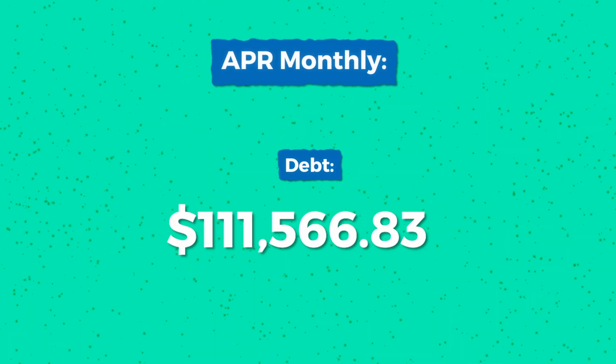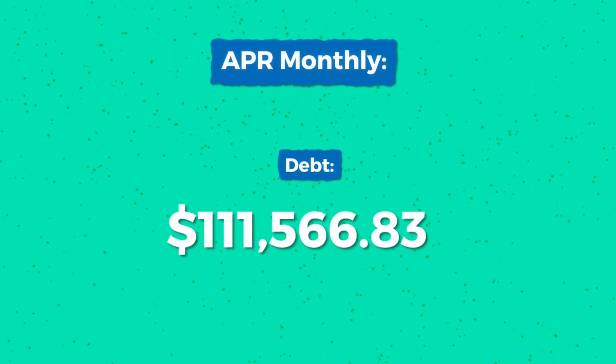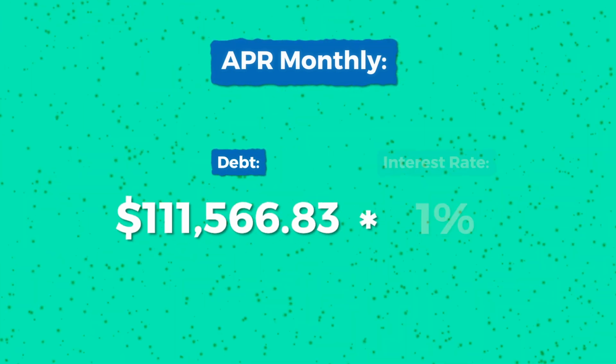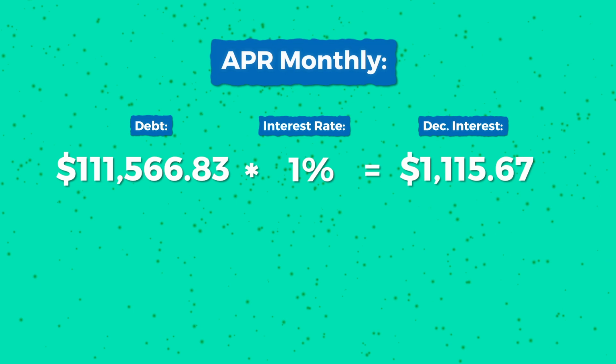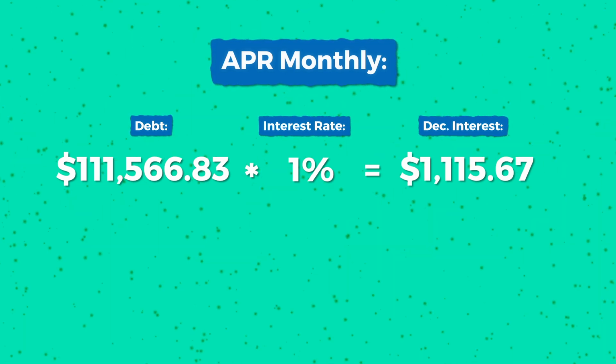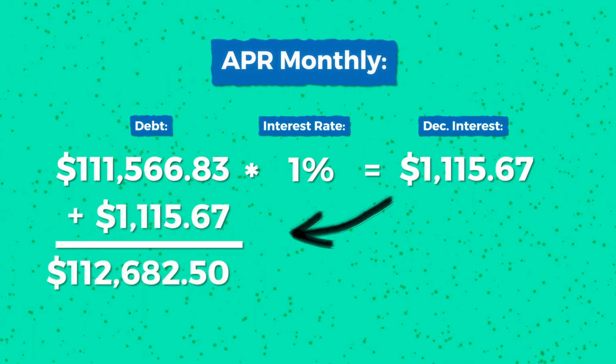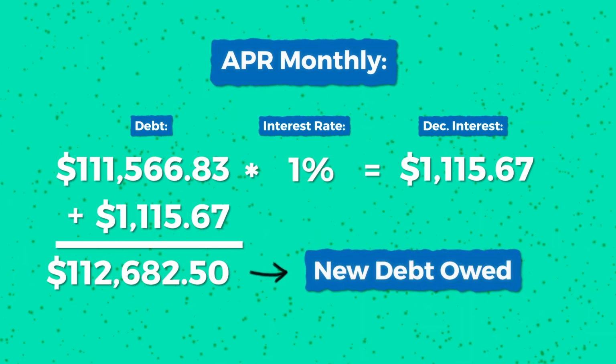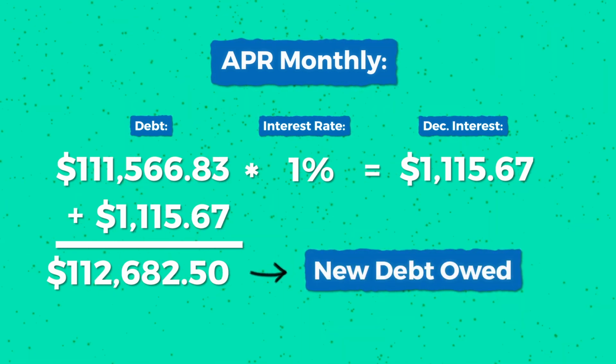So starting in December, your new balance is going to be $111,566.83. If you multiply this new balance by 1%, you get $1,115.67. And what you want to do is add it back to your final balance, which gives you $112,682.50.